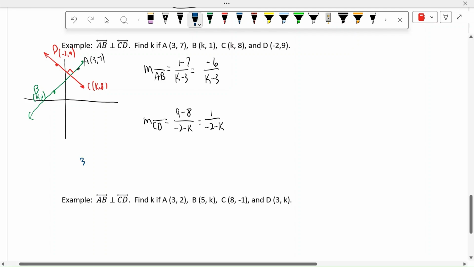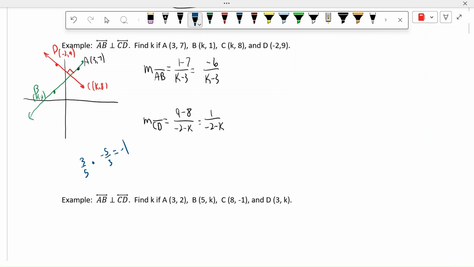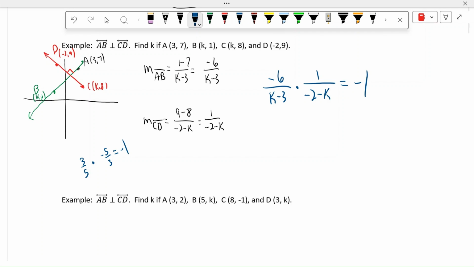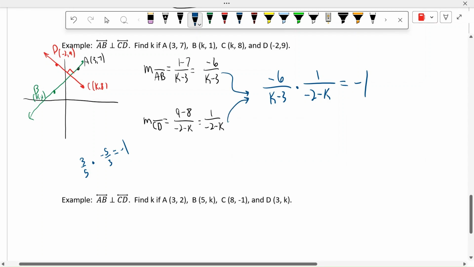It's like if one was 3/5 and the other one was negative 5/3, I couldn't set them equal to each other. But one thing I know about opposite reciprocals is that if you multiply them, the result is always negative 1, right? 3 times negative 5, 5 times 3 is negative 15 over 15 is negative 1. So if I take these two expressions, negative 6 over k minus 3 times 1 over negative 2 minus k, it should come out equal to negative 1. Again, bringing those together, we're making it so that they're perpendicular to each other.